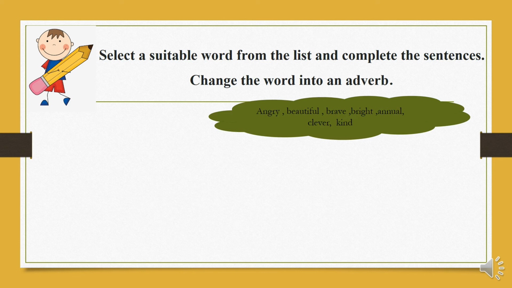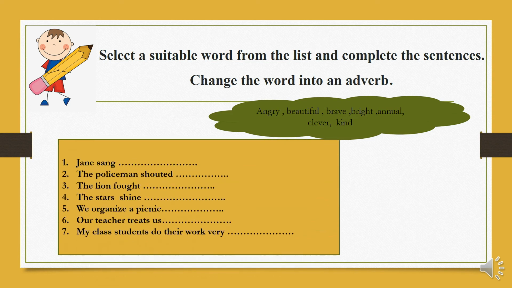Okay, children, now let's do the activity. Select a suitable word from the list and complete the sentences. Change the word into an adverb. Look at the words given below. Angry, beautiful, brave, bright, annual, clever, kind. Children, what are these words? Yes, these words are adjectives. So now you are going to change these adjectives into adverbs and then fill the gaps. Now hurry up and do the activity.